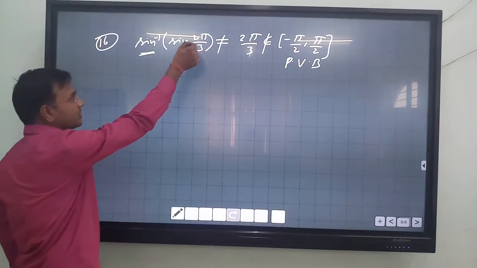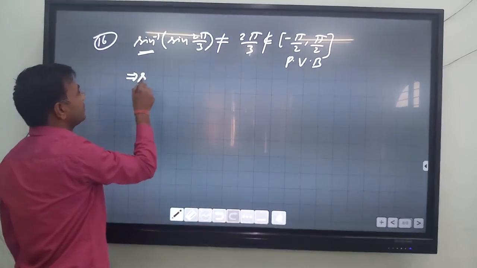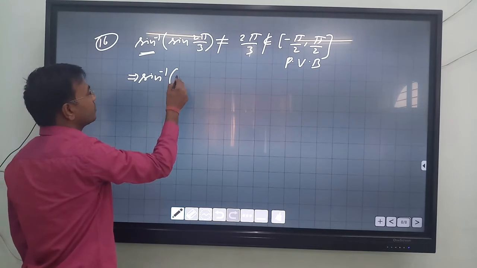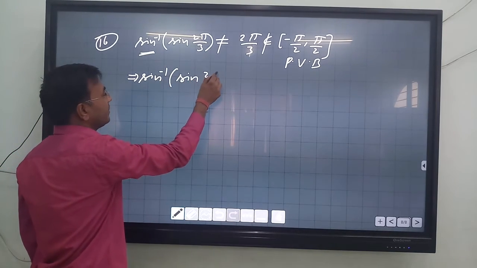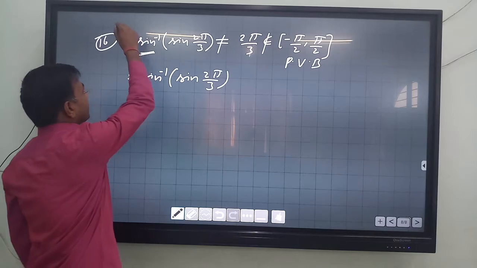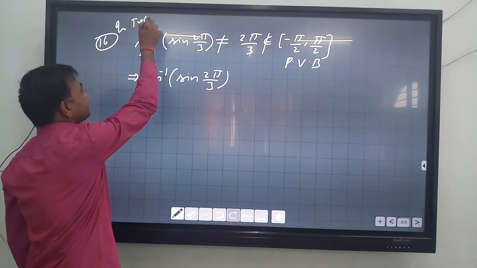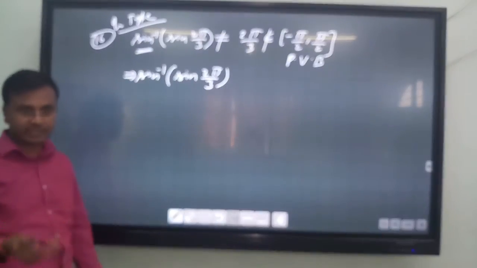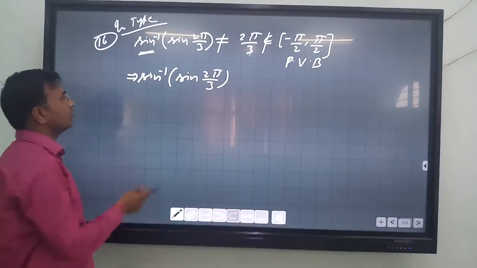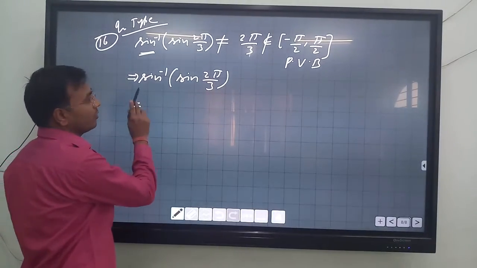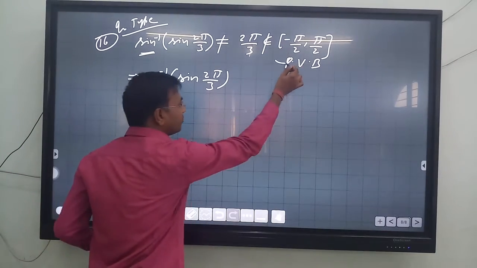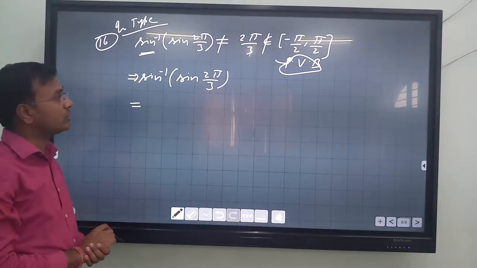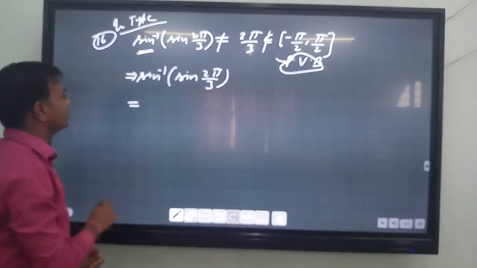We have to reduce this angle by using quadrant rule. So let us simplify this. This is the important type of question, and even 2-3 questions are there in the miscellaneous exercise also. So always make sure whatever value is coming, it should belong to the principal value branch.